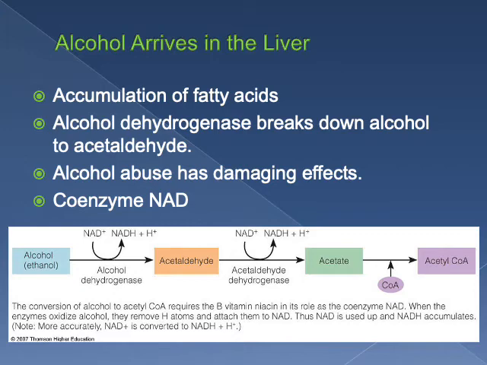But what occurs is NAD, which is a coenzyme, picks up electrons and carries them off to the electron transport chain. And in doing so, this process uses up NAD, which is needed for other parts of the metabolic process. So it uses up NAD and it produces a lot of NADH.